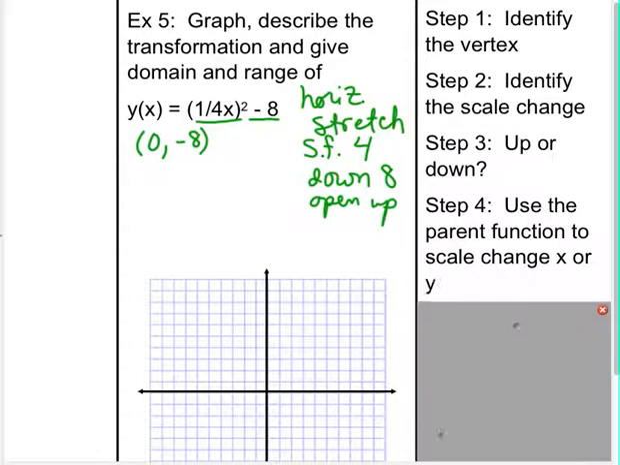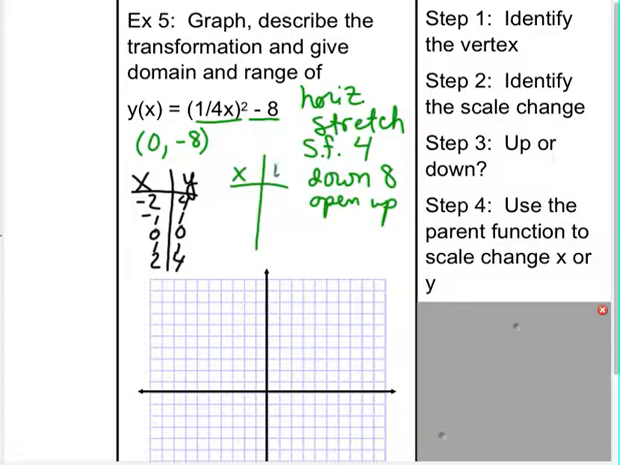So now we're going to take a look at that parent function. And we are going to multiply our x values because it's a horizontal stretch. And we're opening up, so our y values are going to remain exactly the same. So multiplying all of my x-coordinates by 4. And leaving my y values alone.